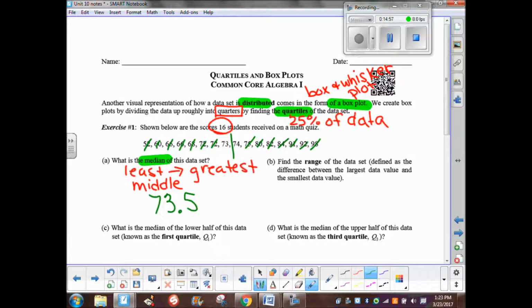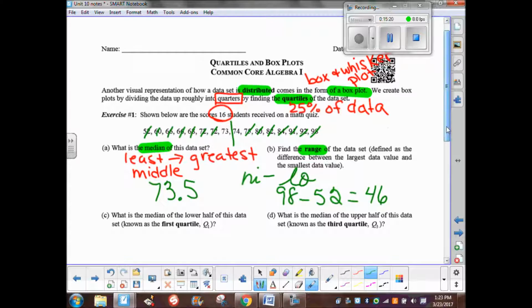Find the range of the data set, which is the difference between the largest and the smallest. We did that in our last lesson, so high minus low. So it's 98 minus 52, which is what? 46. So we got the range.